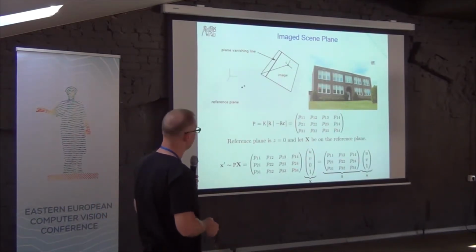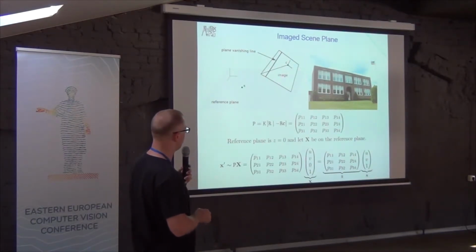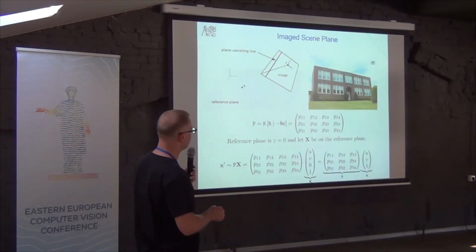So suppose you are looking at some reference plane. In that case, it would be this building facade. And your camera is here. So you have two coordinate systems, your camera coordinate system. This is your uncalibrated camera coordinate system. This is your global coordinate system. And this is the plane vanishing line.